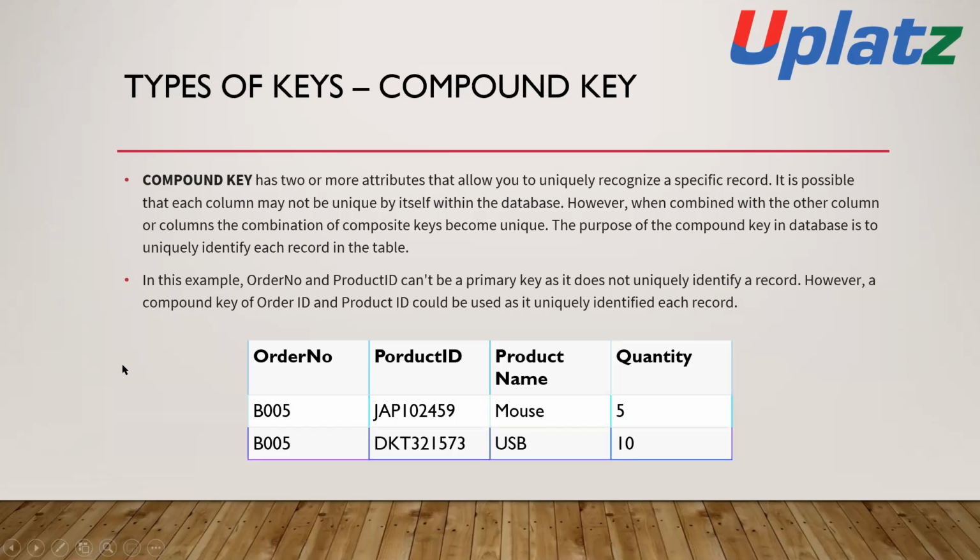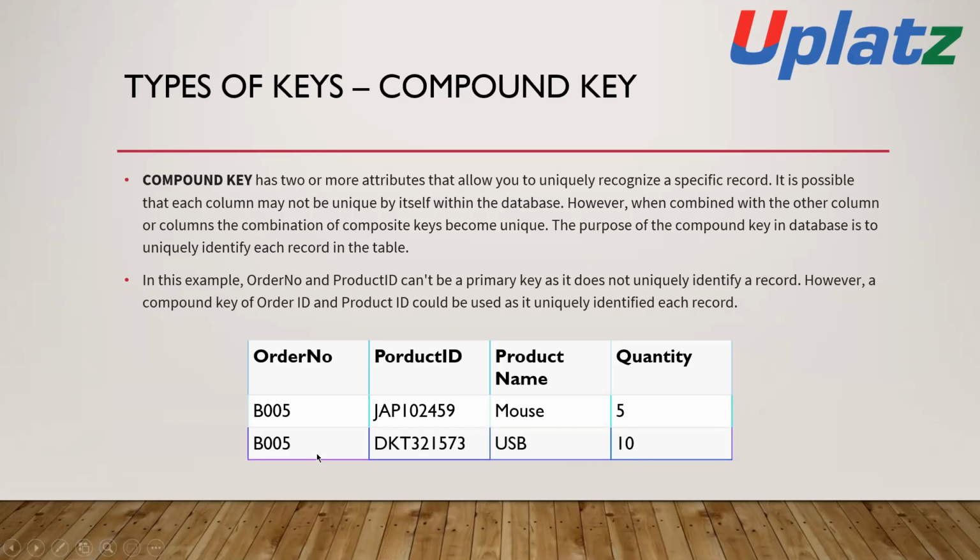Now next in line is the compound key, where you have 2 or more attributes that allow you to uniquely recognize a specific record. It is possible that each column may not be unique by itself within the database. This can also happen when, let's say, you have a table like this. It would be better explained with an example.